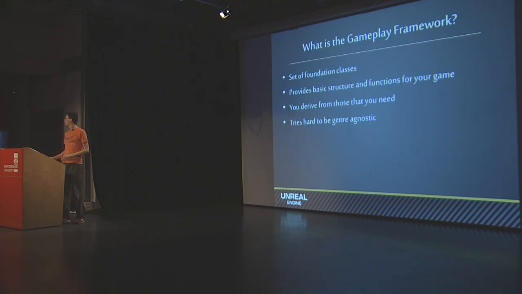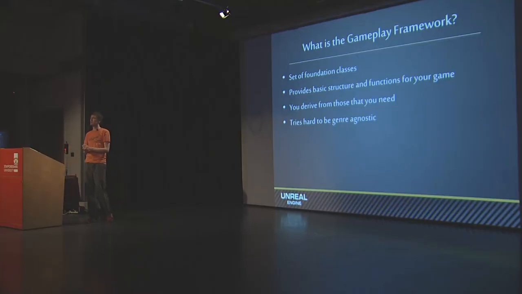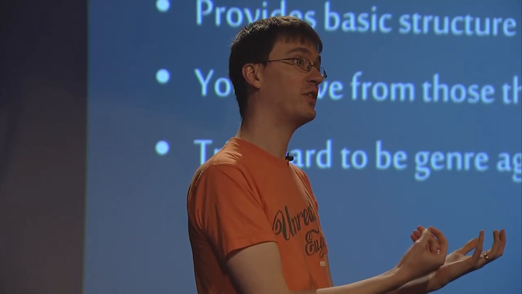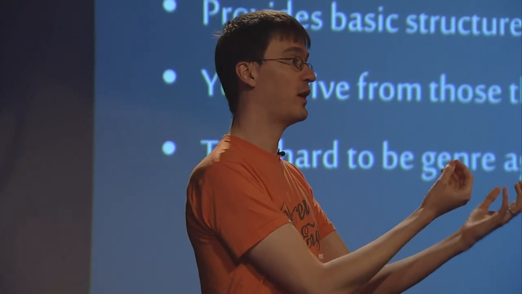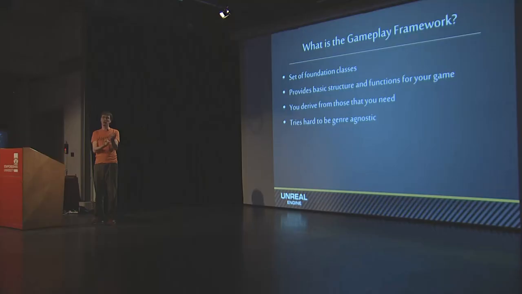Okay, so what is the gameplay framework? It's basically the set of foundation classes in Unreal Engine 4 that you use to build your game on top of. Something about Unreal is that you can use both inheritance and composition. So what that means is you can either make an object by putting components together, or you can make an object by taking an existing class and deriving from it. And that's a pretty powerful thing to do. It's a standard thing to do in software engineering. And so we have these base classes that you can start from, derive from, and then add your own stuff on top, but you still get all the benefit of that base class. So it's a powerful way to build stuff.